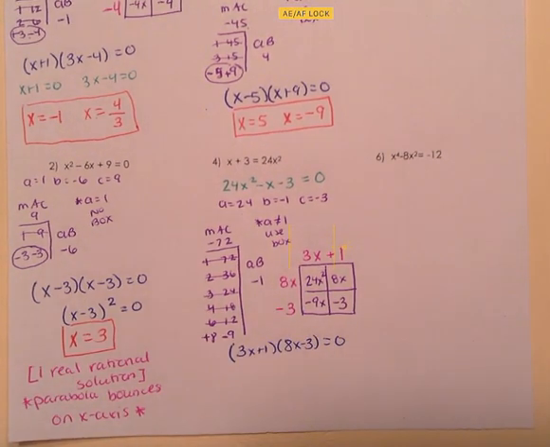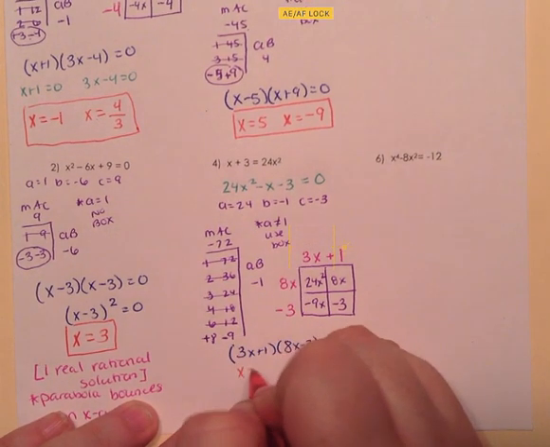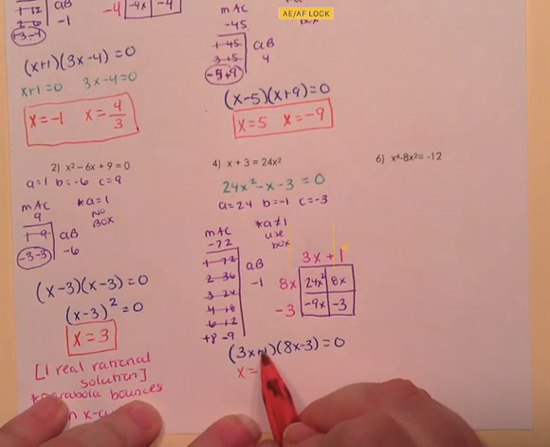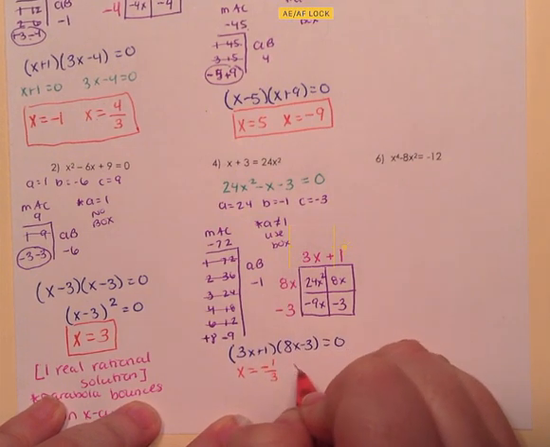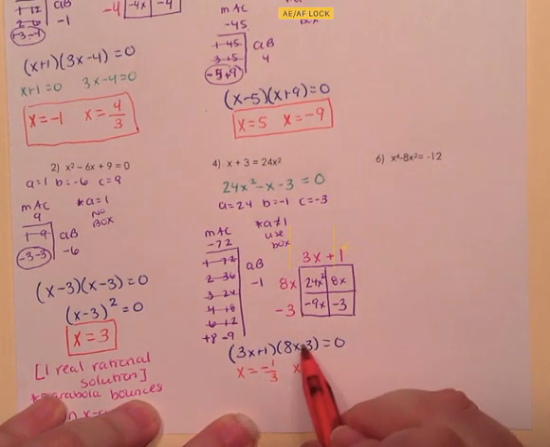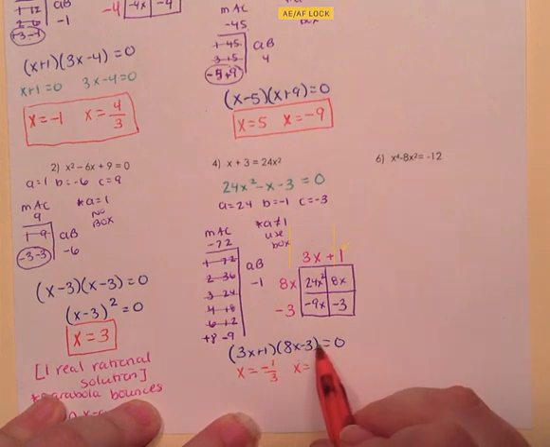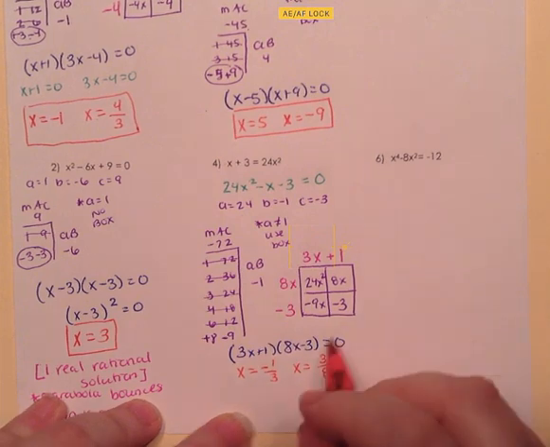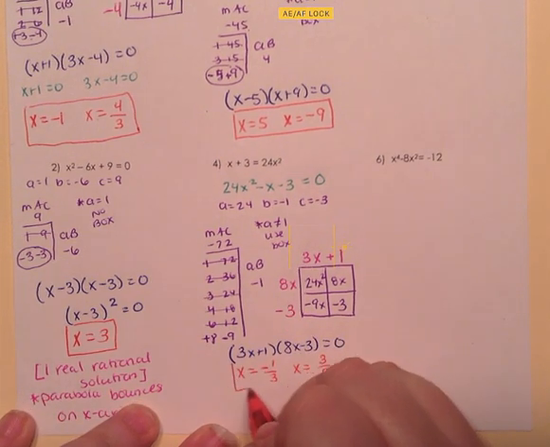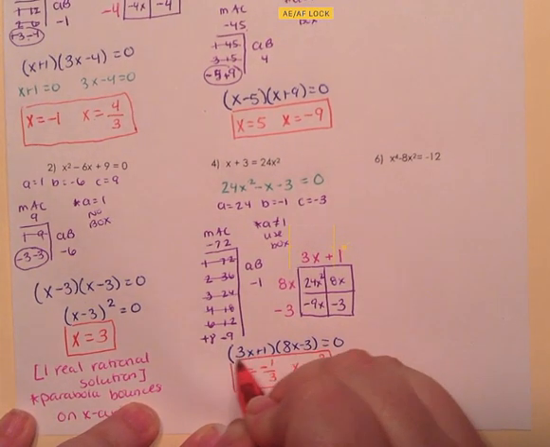Our two solutions are x equals, we're going to have to subtract the 1, but then divide by 3, so it's going to be a negative 1 over 3. X equals, the second one, we're going to have to add the 3 and then divide by 8. So we're going to have a positive 3 over 8. So our solutions are negative 1/3 and 3/8.